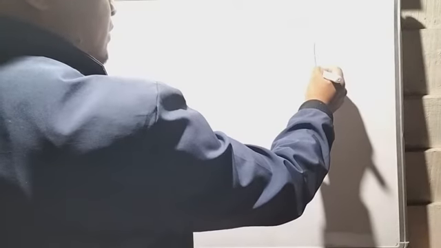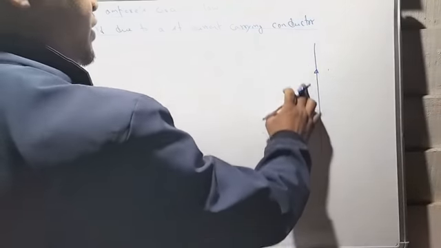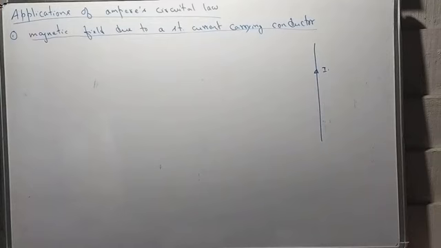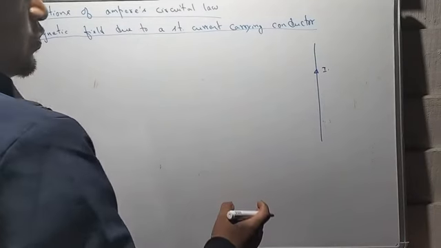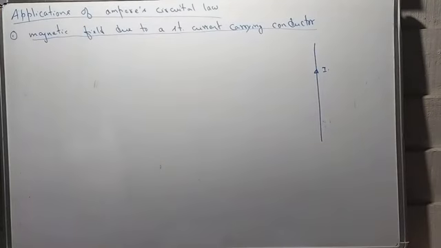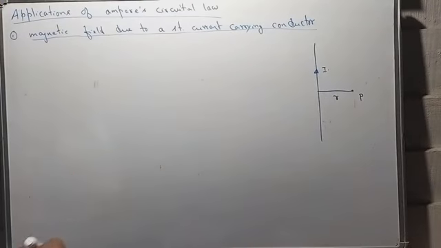For that we will consider this figure, in which we have a straight conductor carrying a current I. As you know, this straight conductor will produce a magnetic field around itself. Let me consider any point P which is at a distance r from the conductor.